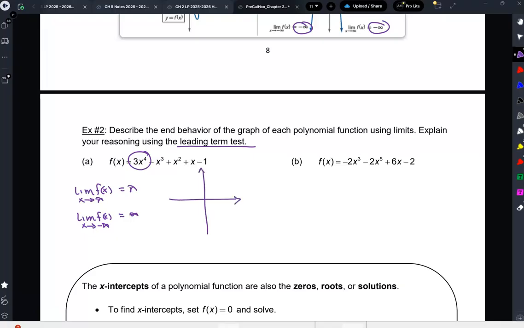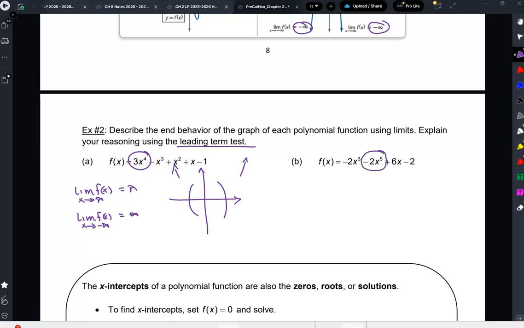So the graph of this, now I'm not concerned with what happens near the origin, but towards the end, it's going to go up to positive infinity on both sides. Okay? Okay.